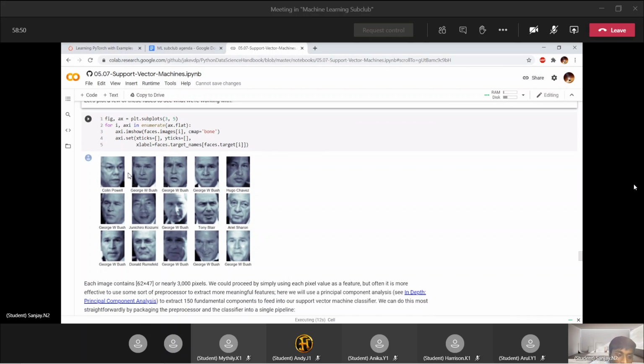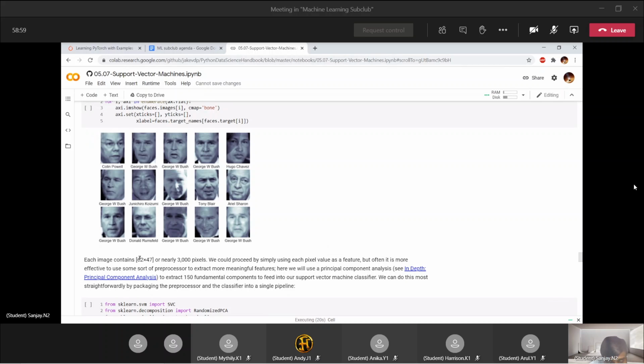So here we see that the data that we're given gives the image of the person along with their name, right? And each image contains 62 by 47 pixels, which means that the total number of pixels in each image is around 3,000. So the simplest, kind of naive solution to this problem is just to treat each pixel value as a different feature, right? But this is actually not going to be very effective because you have too many features now. 3,000 features, even with an SVM, is still too many.